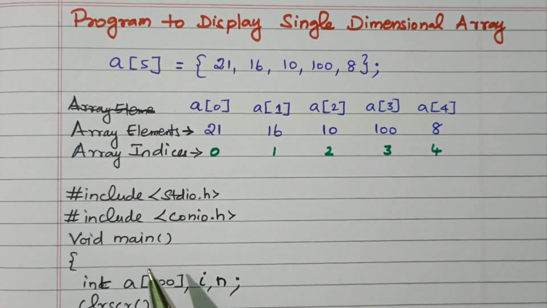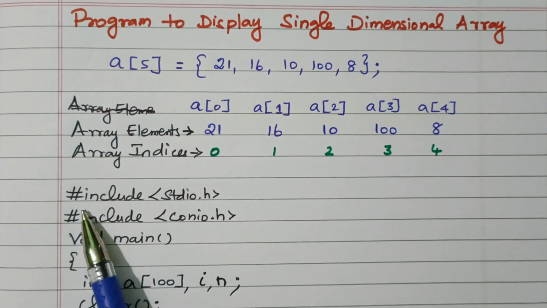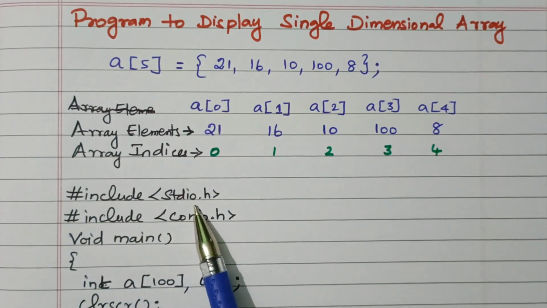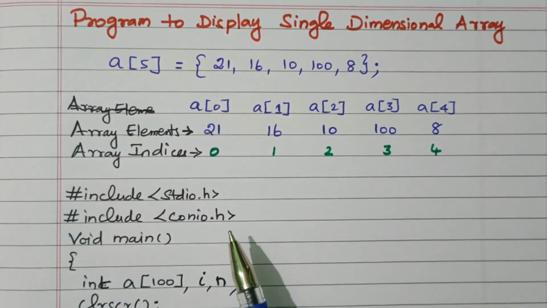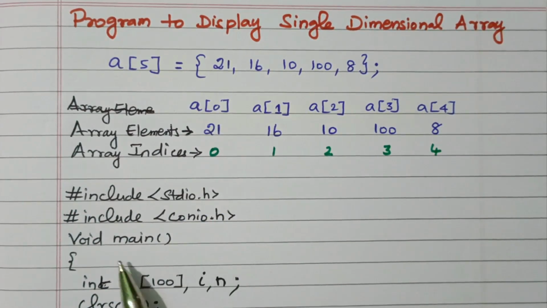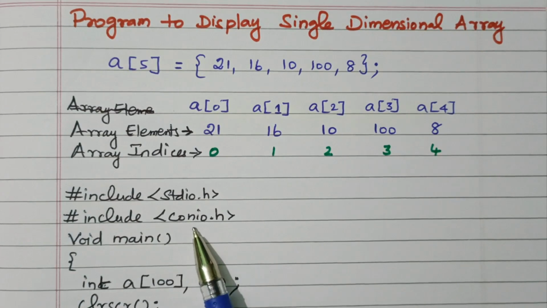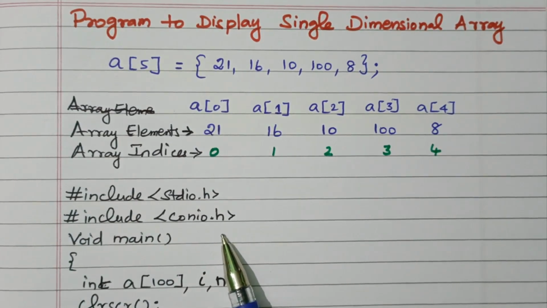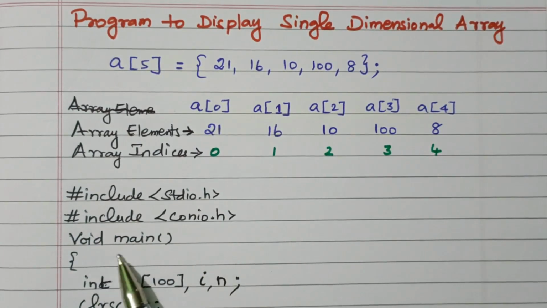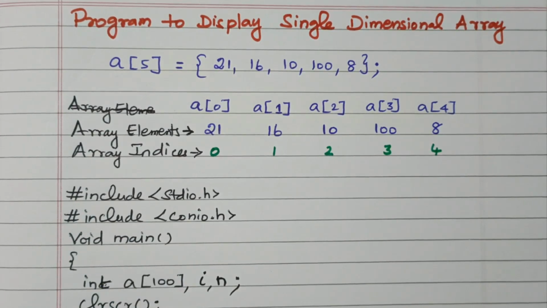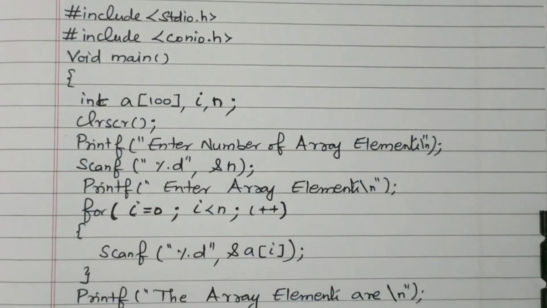Now we'll go to the program. First we'll include the header files. Include stdio.h, that is the standard input output header file. It is used for printf, scanf. Also include conio.h, the console input output header file. It is used for getch and clear screen. Then we'll start the main program, void main. Open the braces. Now the main program is opened.